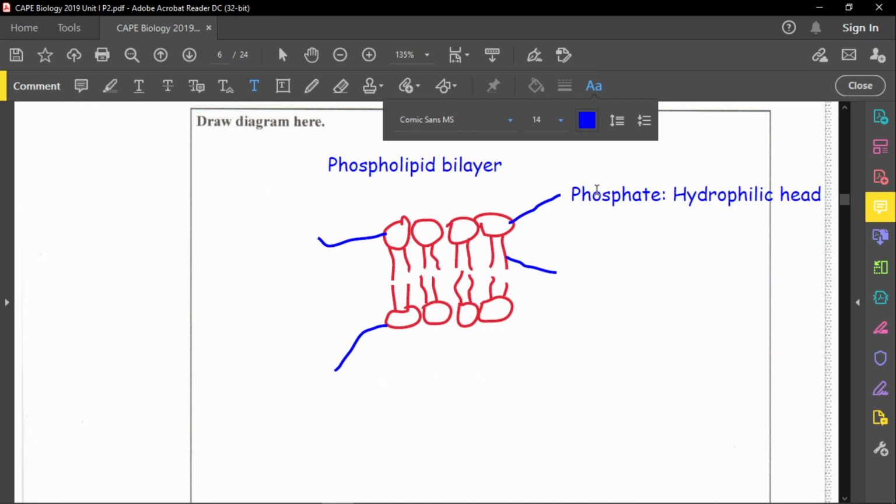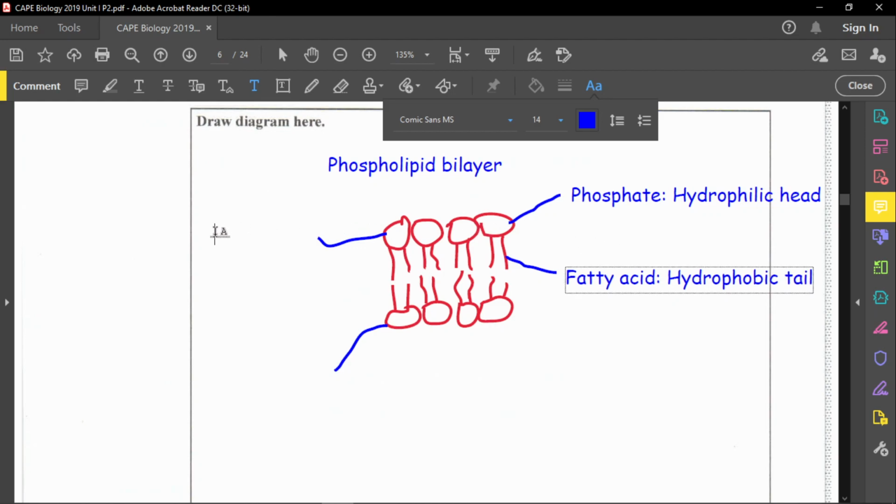That's the hydrophilic head. And here now it is the fatty acid part of the structure. And this is the hydrophobic. So this is hydrophobic now, the hydrophobic tail. That we describe as the hydrophobic tail.